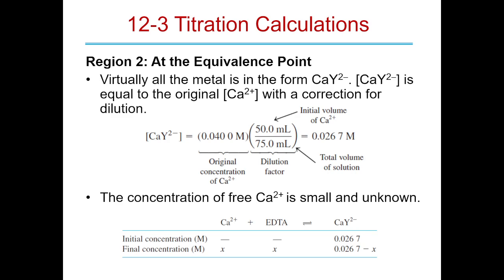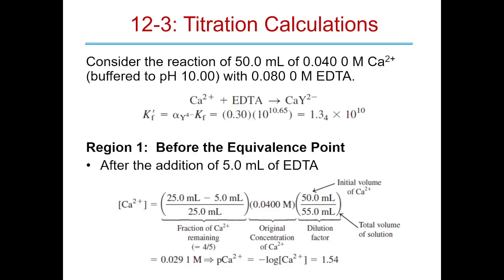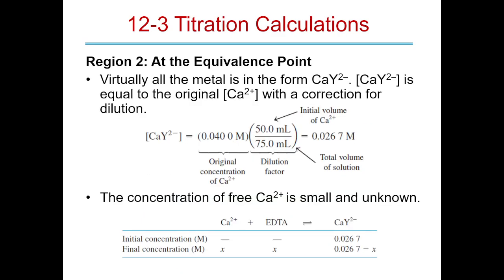So what are we doing at region 2? Well, at region 2, virtually all the metal is going to be in the form of the calcium Y2 minus, because remember that this will be equal amounts of the EDTA and the calcium. And these KFs are typically pretty large, so they're going to bind the vast majority of the calcium. So virtually all the metal gets bound. This is going to be essentially equal to the original calcium 2+ with a correction for dilution.